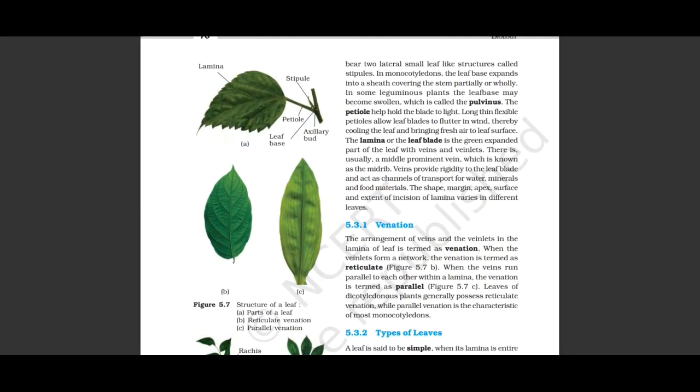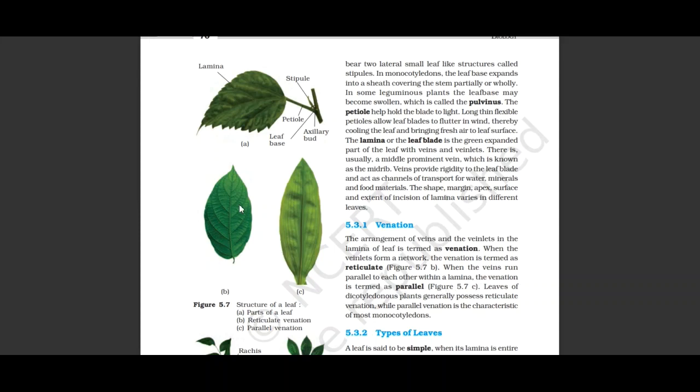Third is parallel venation. First, we will discuss the venation. The arrangement of the veins and veinlets in the lamina of the leaf is termed venation. When the veinlets form a network, the venation is termed reticulate. When the veins run parallel to each other within a lamina, the venation is termed parallel.